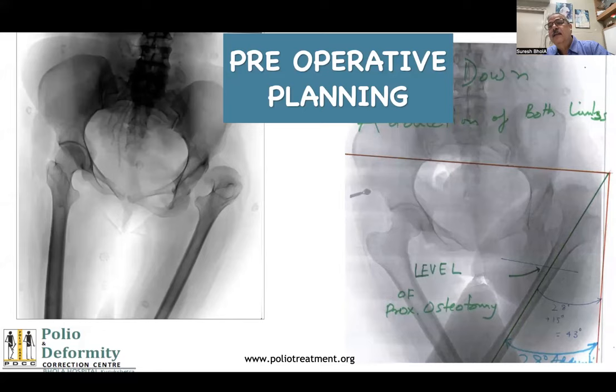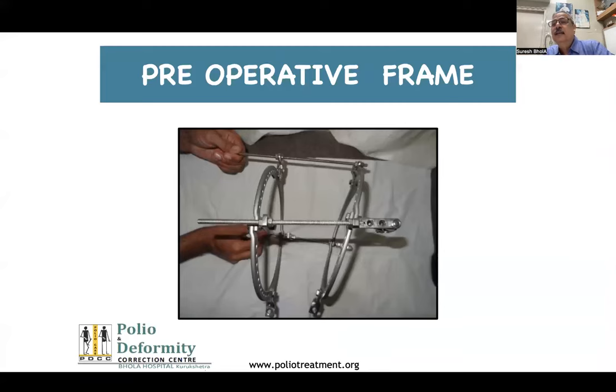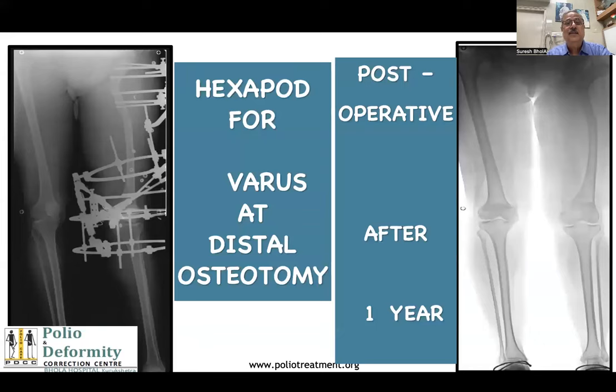And as you keep on learning, you will keep on adding to your results. So I'm not going into details, but these are the frames which are made preoperatively. Their hinges, where they will be placed, the hinges placement, and postoperative X-rays. And then how to medialize the distal fragment. We did it with the help of hexapod, and these are the final results after 1 year.